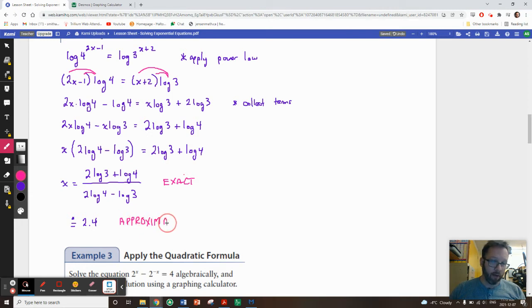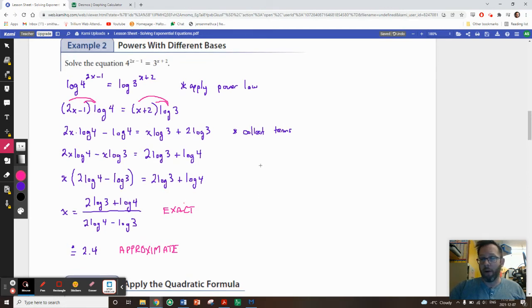I would expect you guys to show me the exact solution and then get the approximate solution afterwards. So I'd like both. But yeah, we can solve complex logarithmic equations like this by applying our power law and then just using techniques from earlier grades. The complication here is that we have log 4 and log 3 as part of the coefficients, but they're just numbers. So we can collect like terms, etc., just like in grade 9. Now that's an algebraic method.